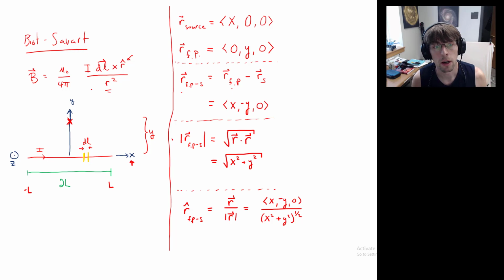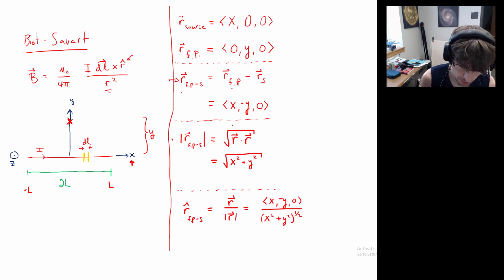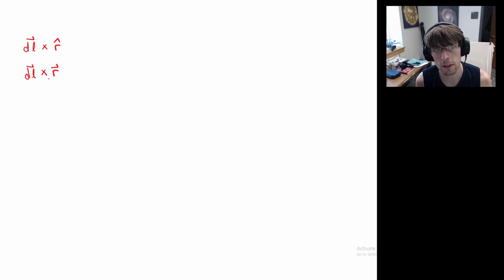Now, what I would recommend the next thing that we should think about is performing this cross product. Now that we have the relative position vector, we can think about the cross product. So let's go ahead and do that. We would like to evaluate dl crossed into r hat, or if you would prefer, dl crossed into the r vector, the relative position vector, and then taking that final result and dividing by the magnitude. Either one is fine. It'll get you to the same result.